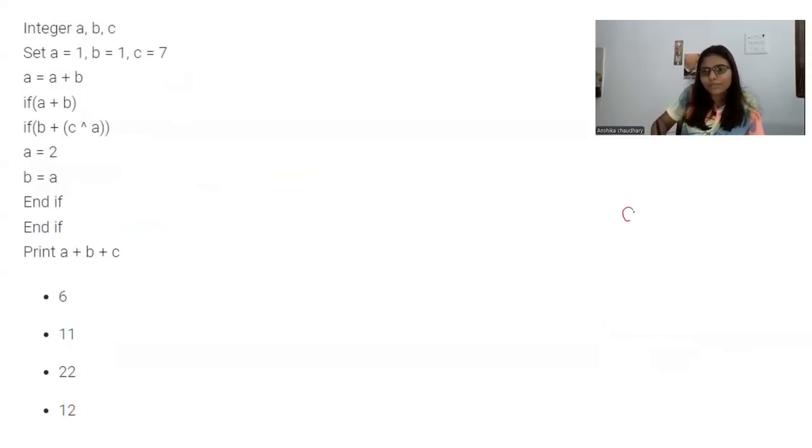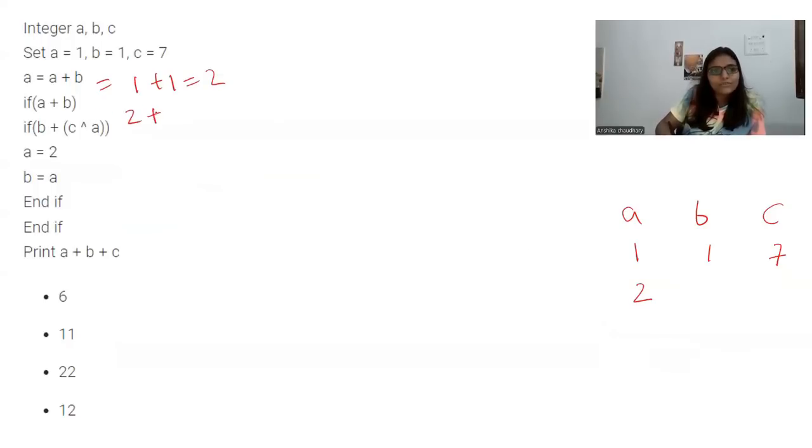Again, we have three integers. I'm writing here A, B, C. So what are the values? 1, 1 and 7. And A assigned A plus B. So A was 1, B was also 1. So A will be 2. Now A will be 2. If A plus B. So A was 2 plus B is 1. So it will become 3.